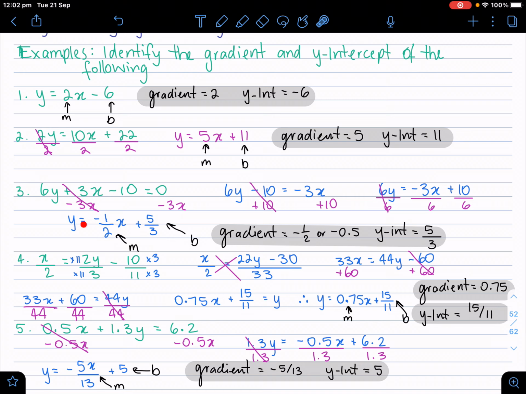And I'll get y equals minus 3 divided by 6 is negative a half, or negative 0.5, and 10 divided by 6 is 5 over 3. We leave them as fractions unless they are terminating decimals or integers. So they're decimals that stop, or they're whole numbers. So here I can leave that as negative a half, or I can say that m is negative 0.5. They're both correct. And the y-intercept is 5 over 3. And I'll leave that as 5 over 3 because that is not a terminating decimal.